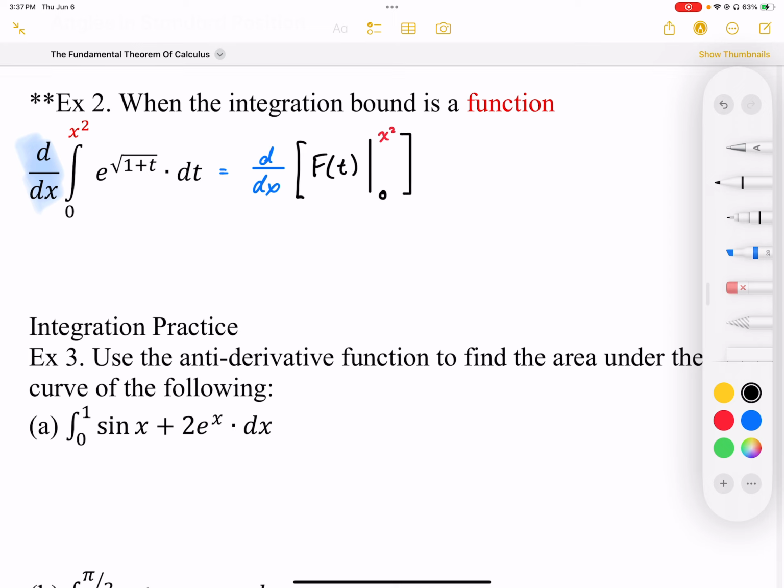Okay, well, we're going to evaluate it. So we end up with this is equal to the derivative of whatever we get here. And so we're going to end up with big F. I'm going to plug in my x squared into my bound, and I'm going to plug in 0 as well. Okay, no problem. This seems very similar to what we did already. But when I differentiate big F, that's no problem. That's just little f.